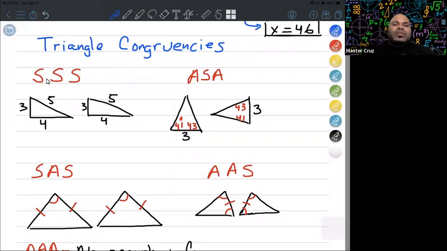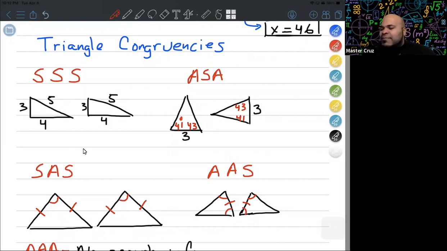So the first congruency that we want to talk about is side, side, side. Okay, so side, side, side are triangles that have equal side lengths everywhere. So if this is 3, this is 3. If this is 4, this is 4. If this side is 5, then this side is 5. The question is, if all the sides are congruent, does that mean that all the angles inside are also congruent? And the answer is yes. Side, side, side is a triangle congruency.